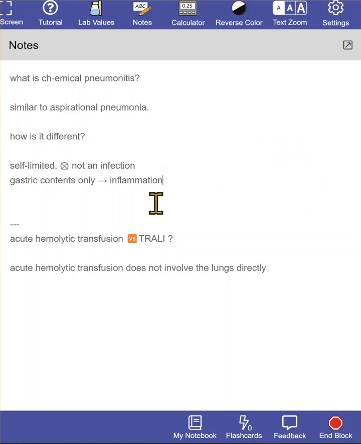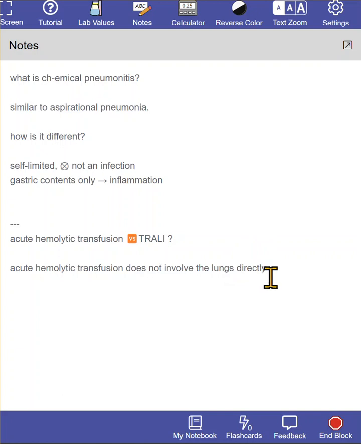So it's self-limited, meaning that you don't do anything when somebody gets chemical pneumonitis except support them, and it's not an infection. So it's gastric contents only, it causes inflammation. So do not confuse this with acute hemolytic transfusion versus TRALI. So acute hemolytic transfusion does not involve the lungs. So just because somebody's post-transfusion or they've been intubated recently, you don't have to choose TRALI just because it involves the lungs. You should think about chemical pneumonitis.